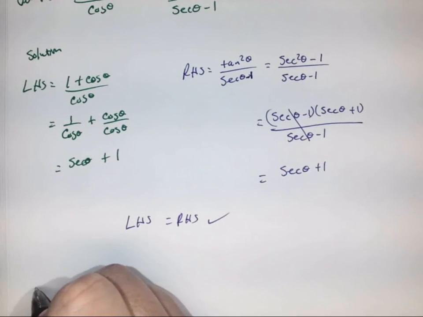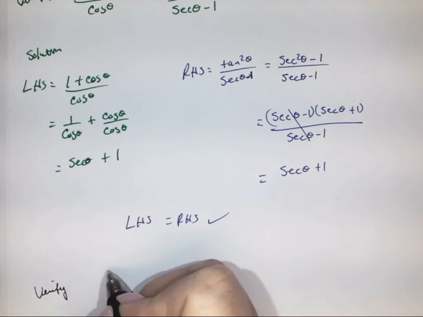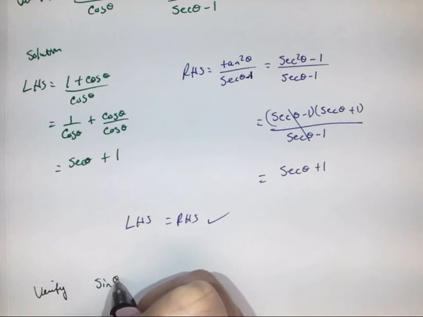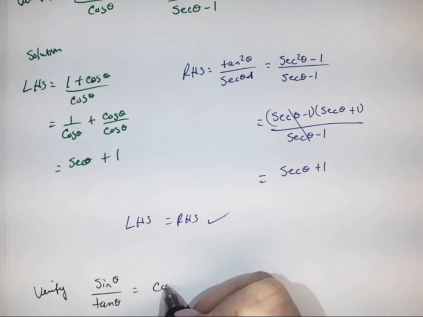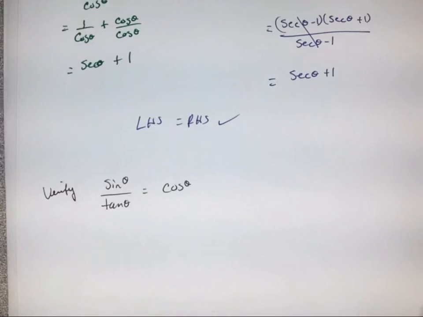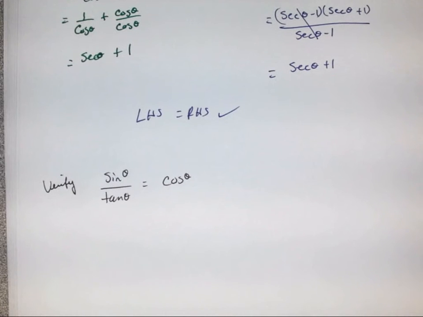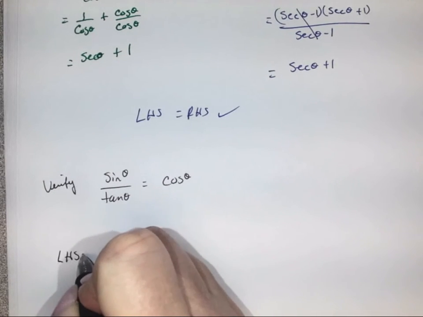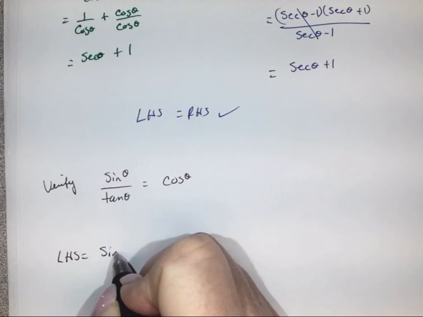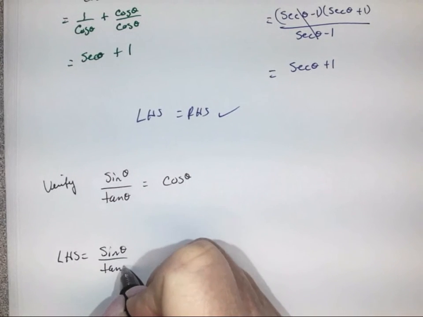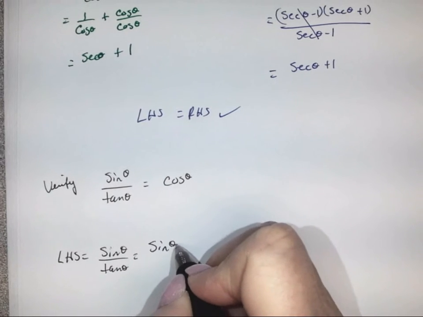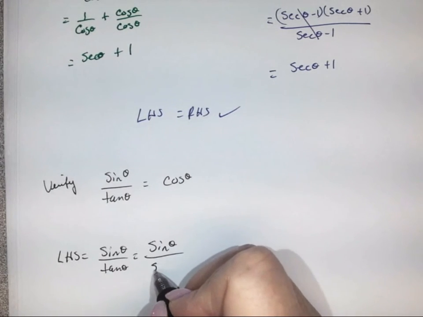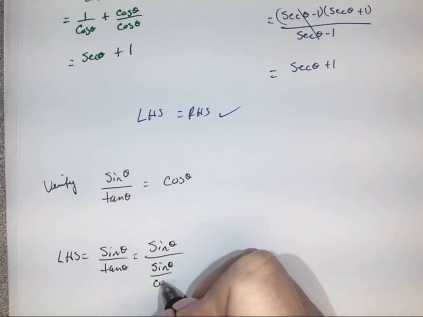So let's verify that sine theta over tangent theta is equal to cosine theta. Well, our left-hand side is the more complicated, so left-hand side is equal to sine theta over tangent theta. Rewriting that in terms of sine and cosine, we get sine theta divided by sine theta over cosine theta.